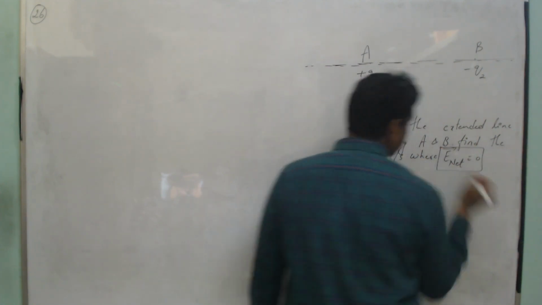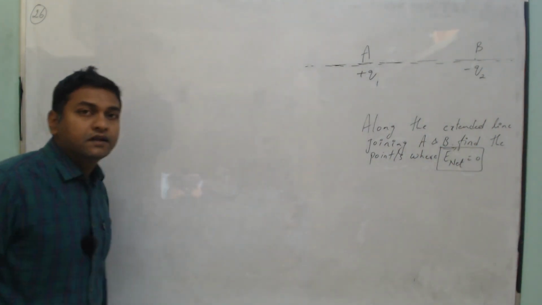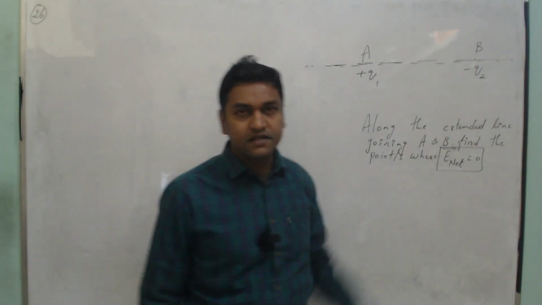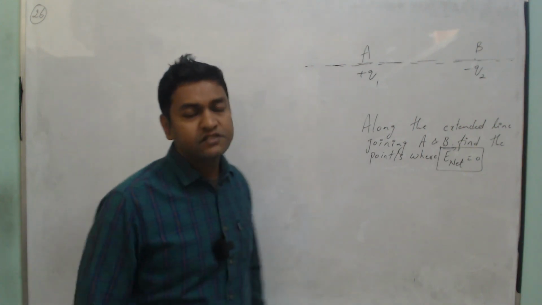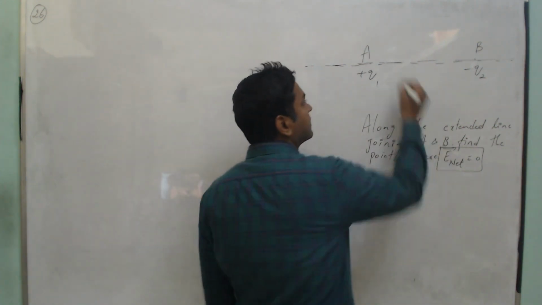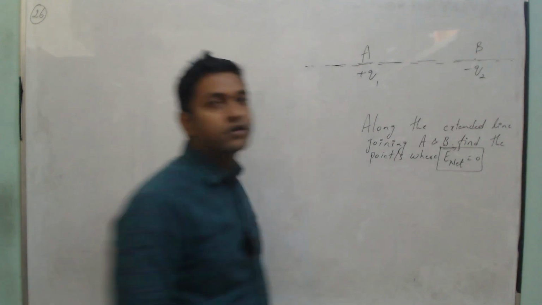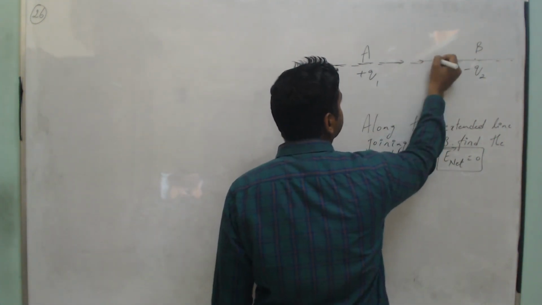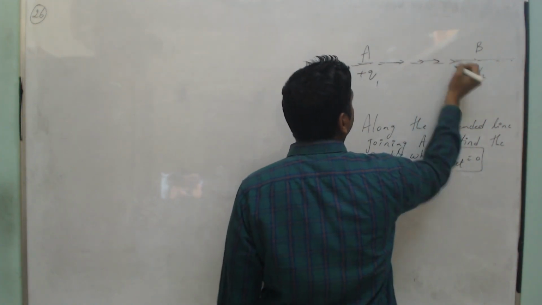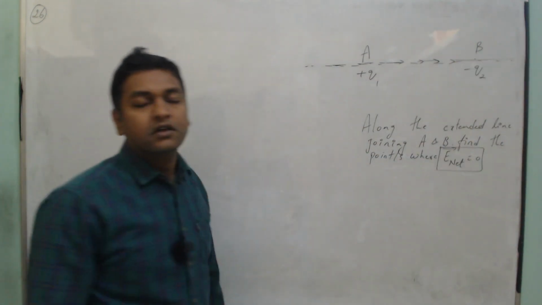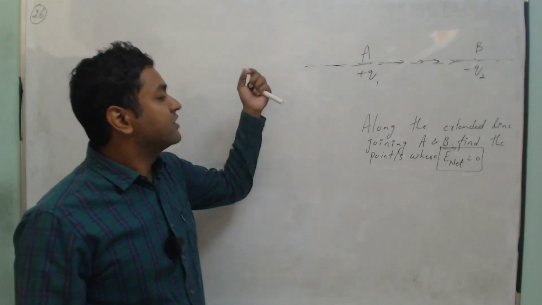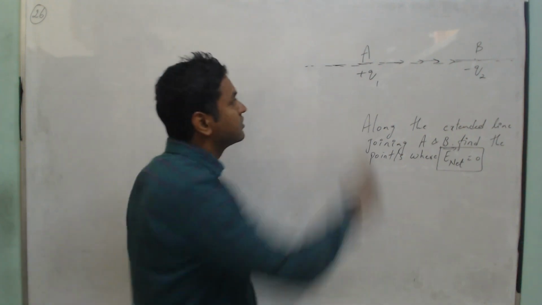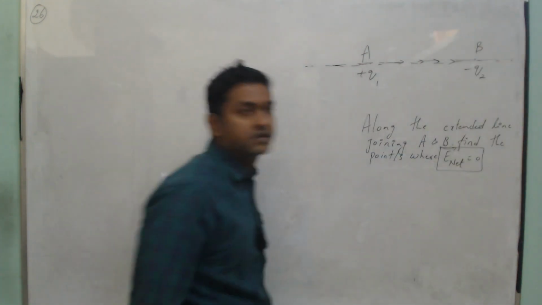One is a positive charge, other is a negative charge. In field lines, we already discussed that in between these two points, the electric field is never zero and it is in this direction, from left to right. So I can have a null point where the net electric field is zero, either on the left side or right side.